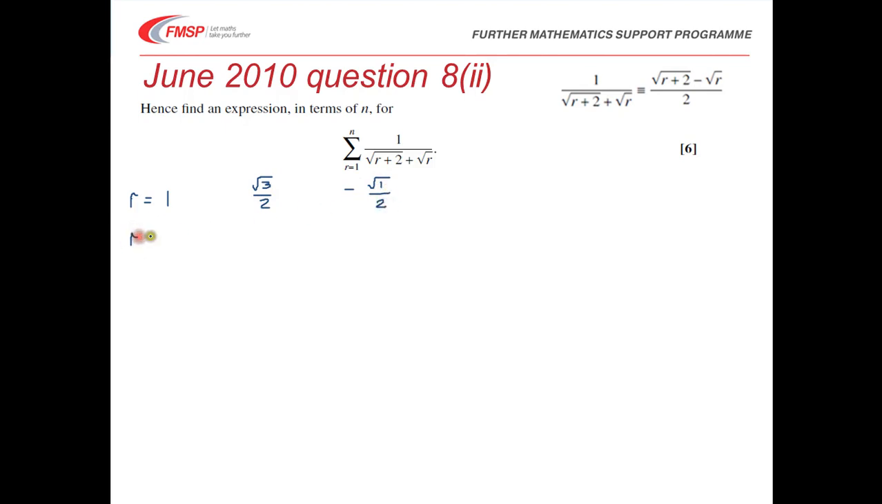And then when r equals 2, we'll have root 4 over 2 minus root 2 over 2. And I'm not going to bother worrying about the fact that some of those fractions can be simplified, because it really won't be important, as we'll see in a minute. And then when r equals 3, we'll have root 5 over 2, and then the other term will be minus root 3 over 2. Now I will just find one more term, but you should at this stage just notice that some of the terms are going to cancel out.